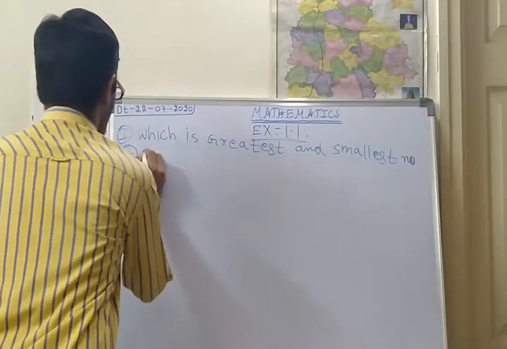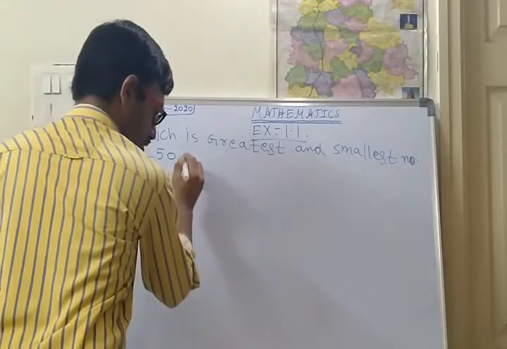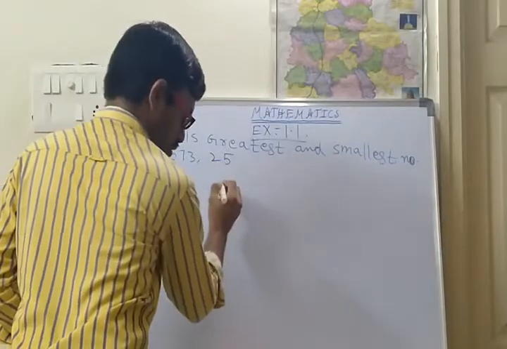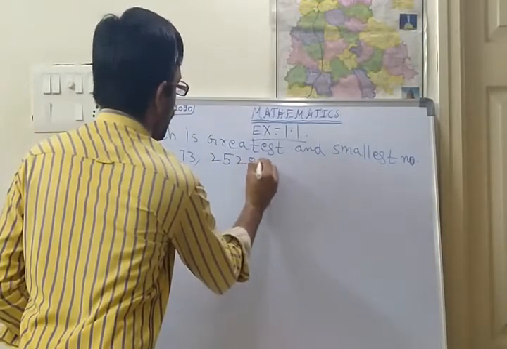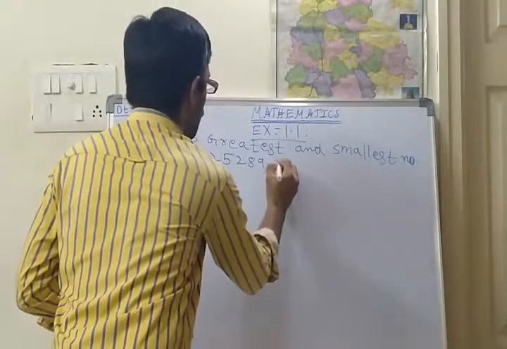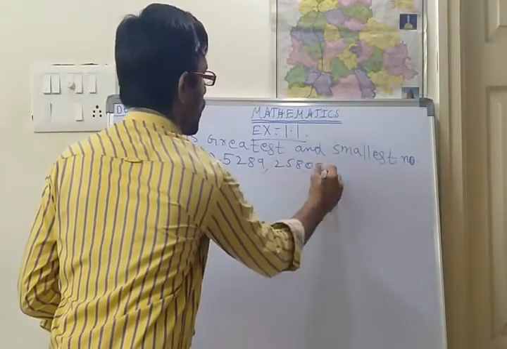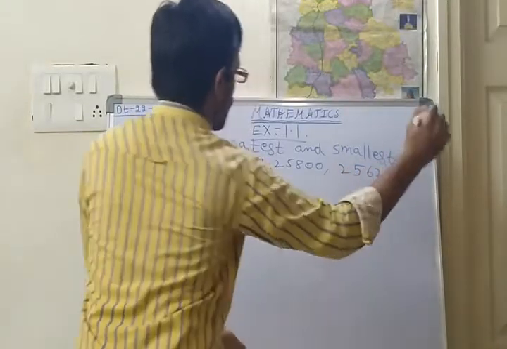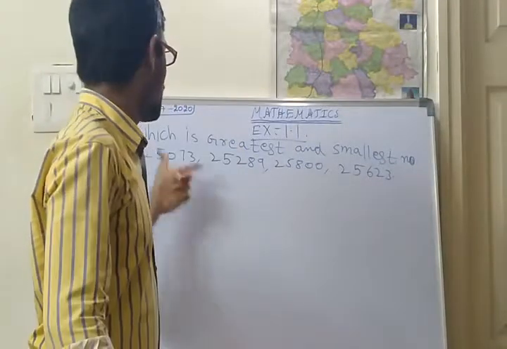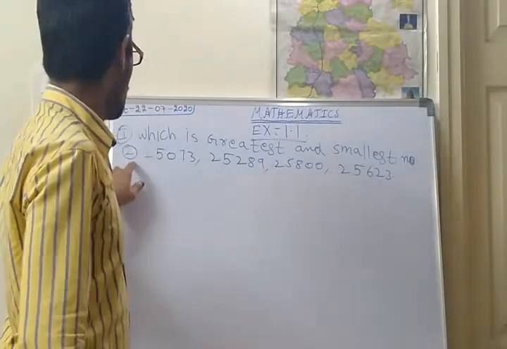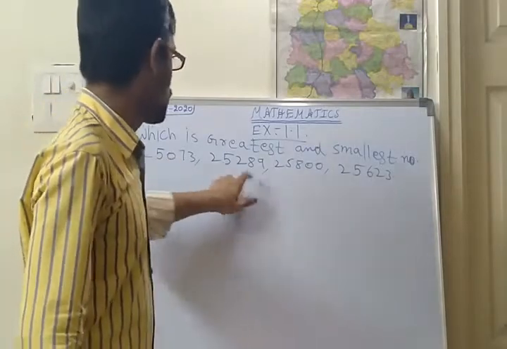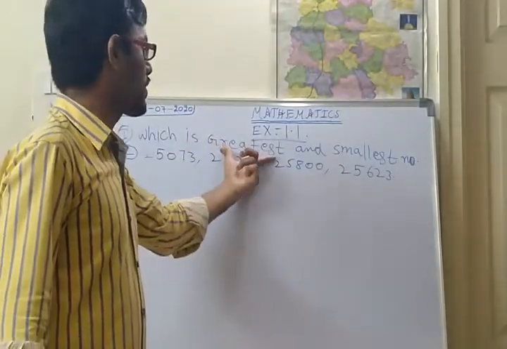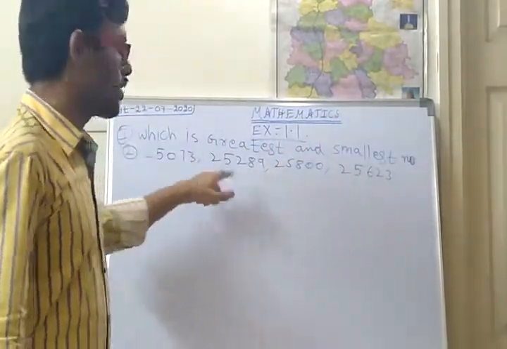The question is 25073, 25289, 25800, 25623. So these are the numbers. Like this, a club. In one problem there will be 1, 2, 3, 4. So here 4 numbers are given. Out of these 4 numbers, you should identify which is the greatest number and which is the smallest number.